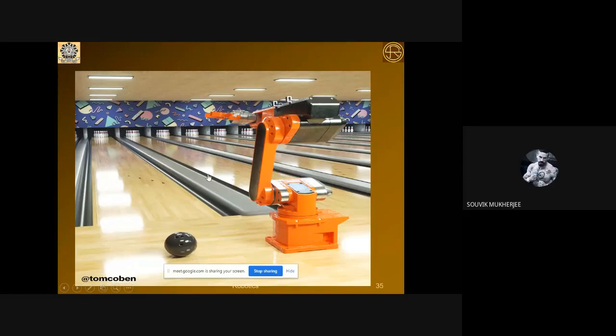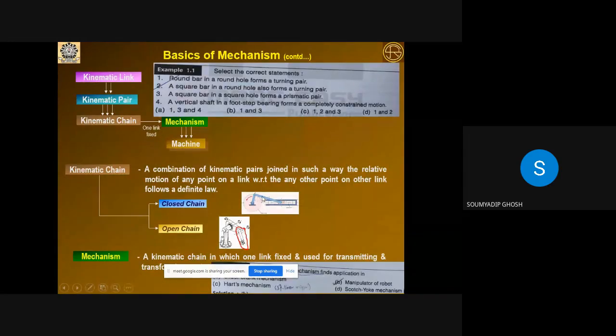Sir, for the slider crank mechanism, can you explain the kinematic link once again, please? Because I didn't understand it properly that time. One second, you tell. Yes. Sir, please explain the kinematic linkage for the slider crank mechanism because last time I didn't understand properly.